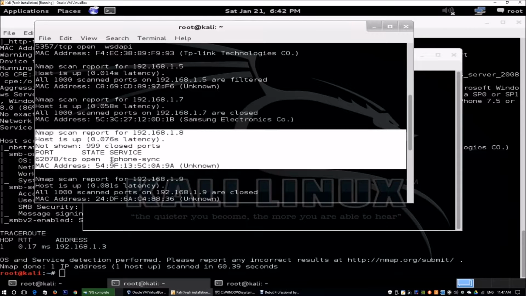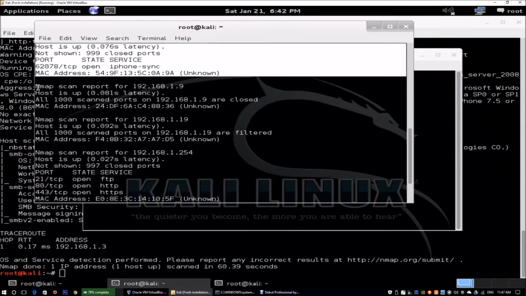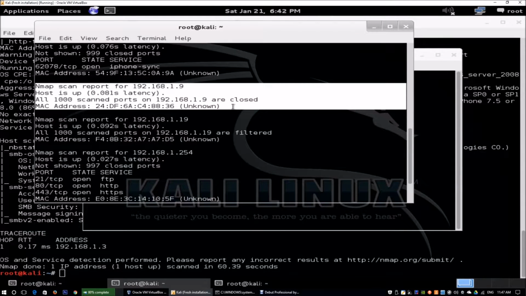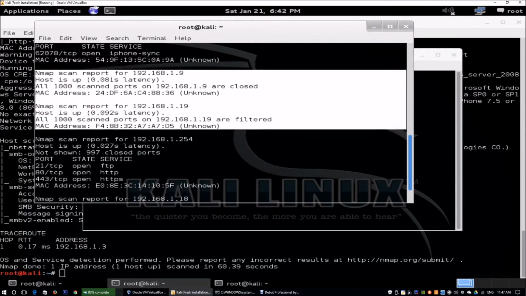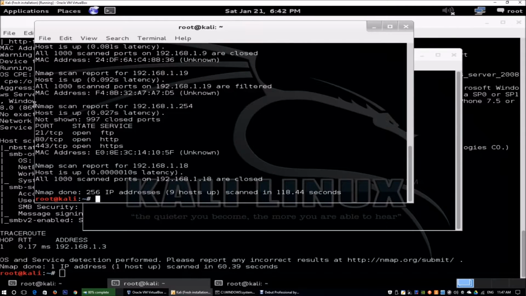The great thing is that on 1.8, we actually see that we have iPhone sync running. So chances are, to a large extent, this is one of the iPhones connected to my network. Then we have 1.9 again. We see that the host is up, probably replying to a ping or some probe request, but it's not opening any services. Again, 1.19 is the same thing.